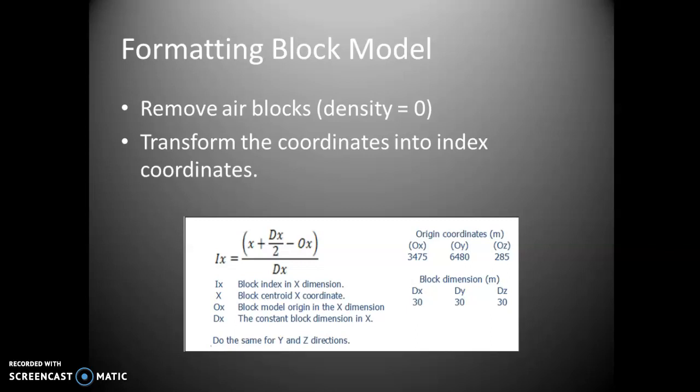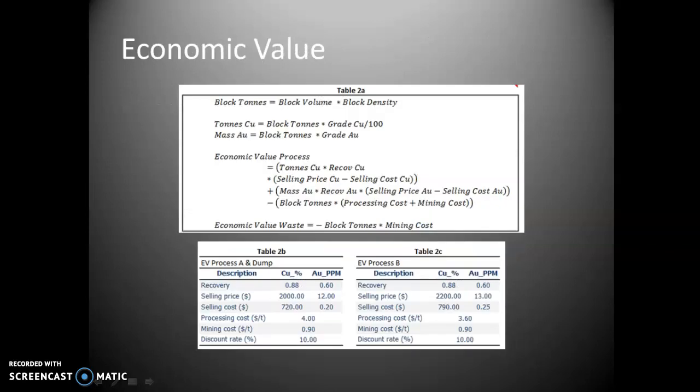First of all, we need to treat the Marvin data. I removed the I blocks in Excel, and after that transformed the coordinates into index coordinates. You can do this using this formula here. The next step is to calculate the economic value of process and economic value of waste. To do this, we need to use the formulas in this table 2A.